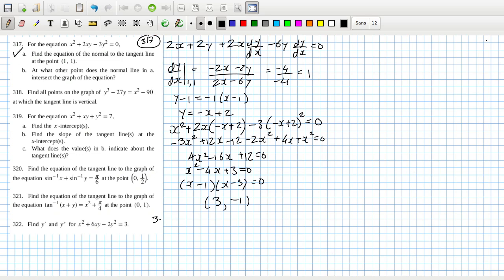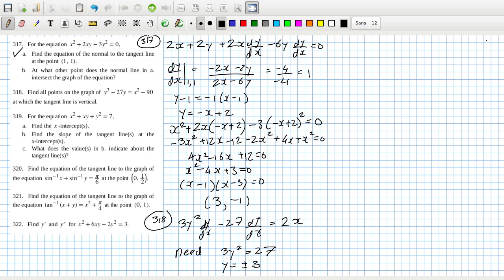That's 318. Find all the points on the graph on which the tangent line is vertical. So it's 3y squared dy/dx minus 27 dy/dx equals 2x. So for the tangent to be vertical we need 3y squared to equal 27. Basically, you're dividing by 0. So that is when y is plus or minus 3.